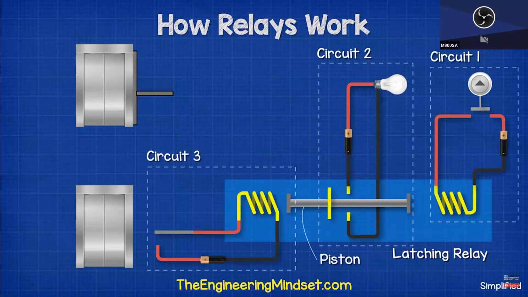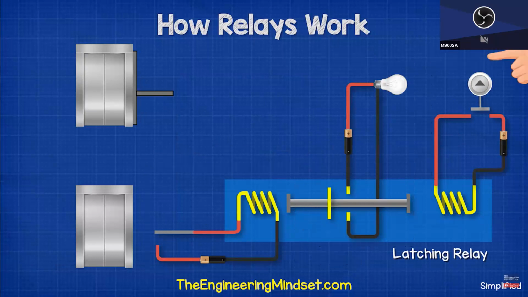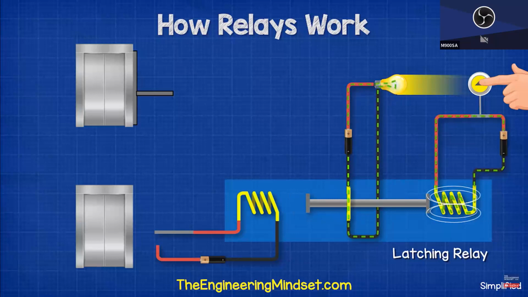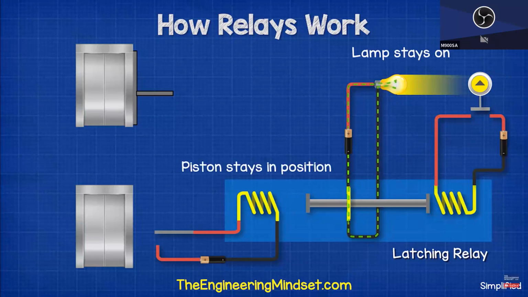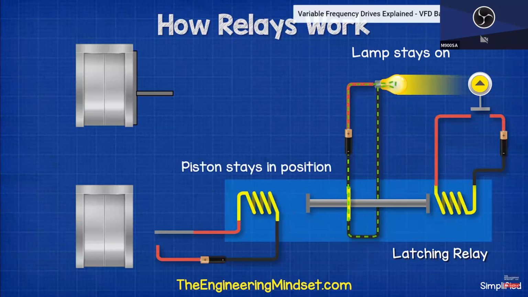Separate circuits that the piston switches between. The first circuit is the call button, the second is the lamp, and the third is the reset circuit. When the call button is pressed, it completes the circuit and powers the electromagnet. This pulls the piston, which completes the circuit to turn the lamp on. The signal is also sent to the elevator controller to send the elevator down. The button is released. This cuts the power for the initial circuit, but as the piston isn't loaded, it stays in position and the lamp remains on.